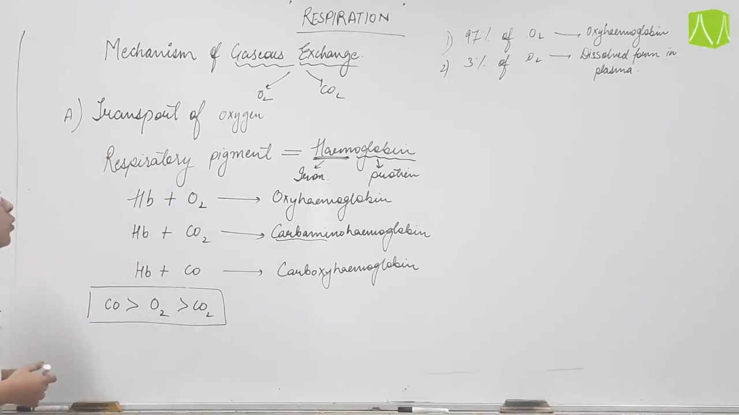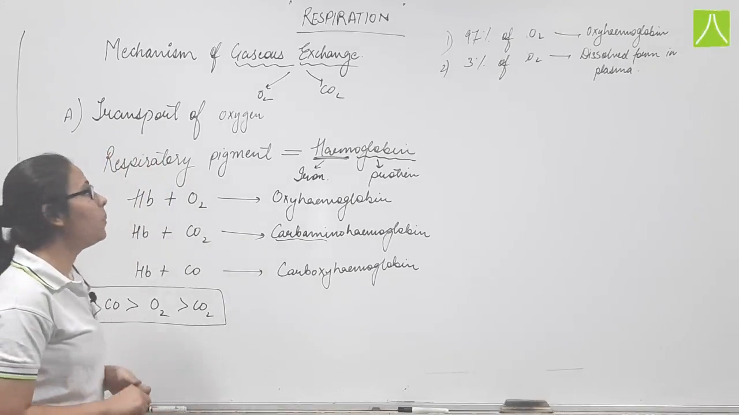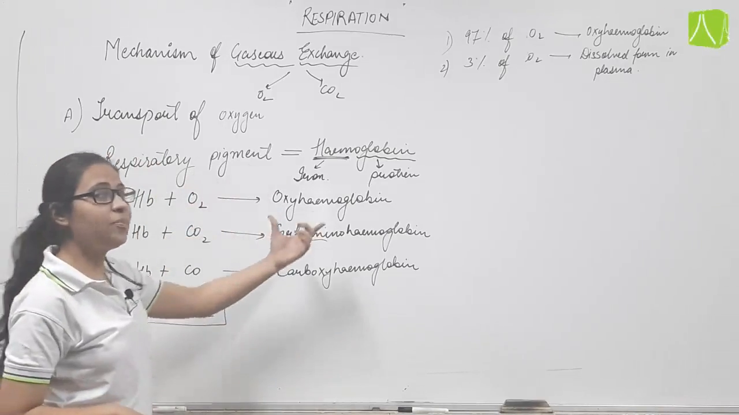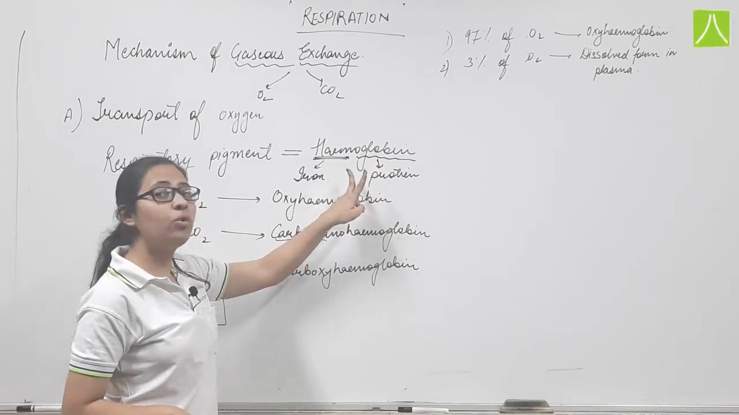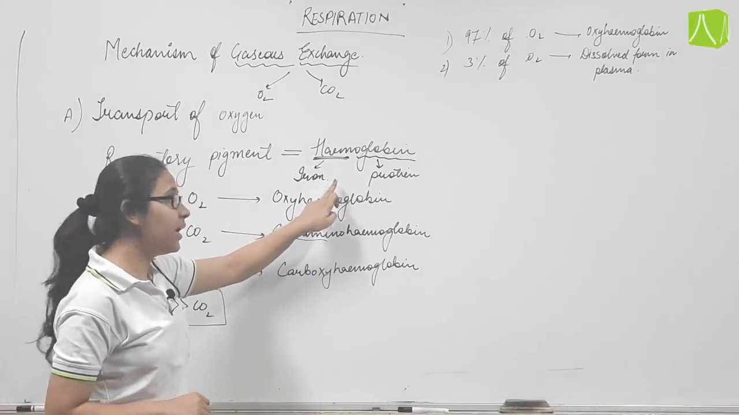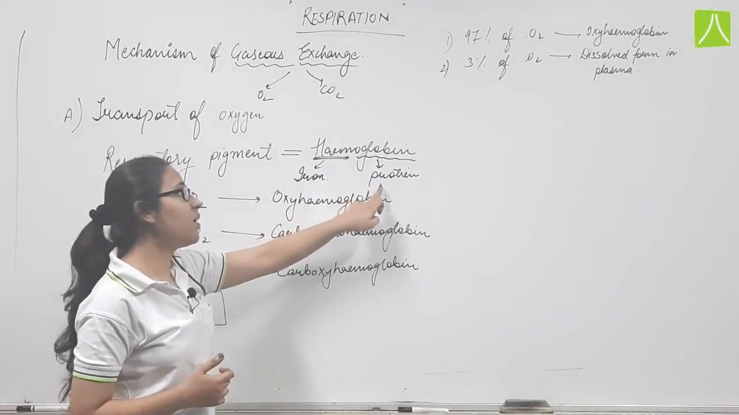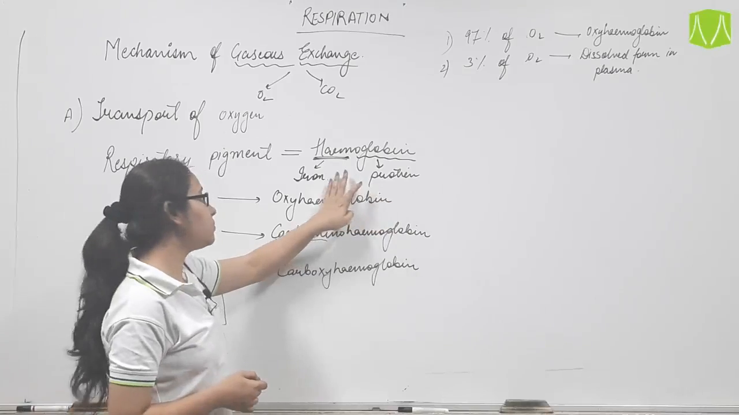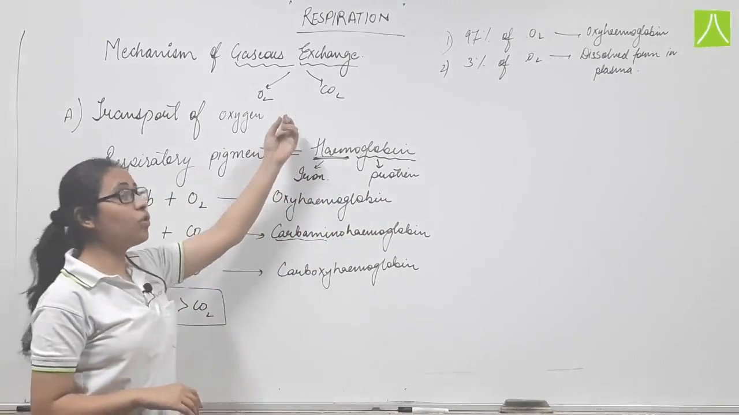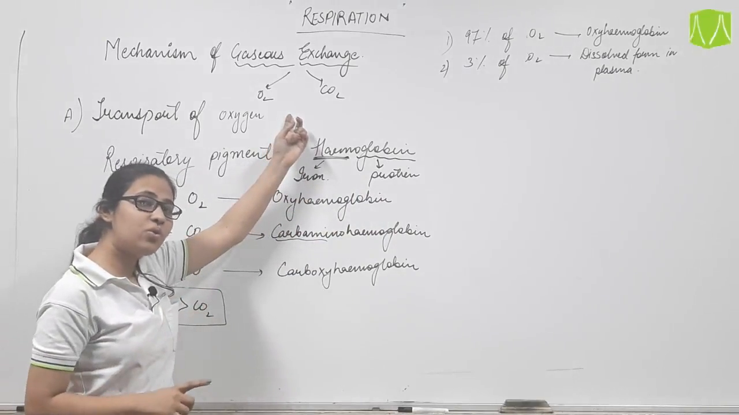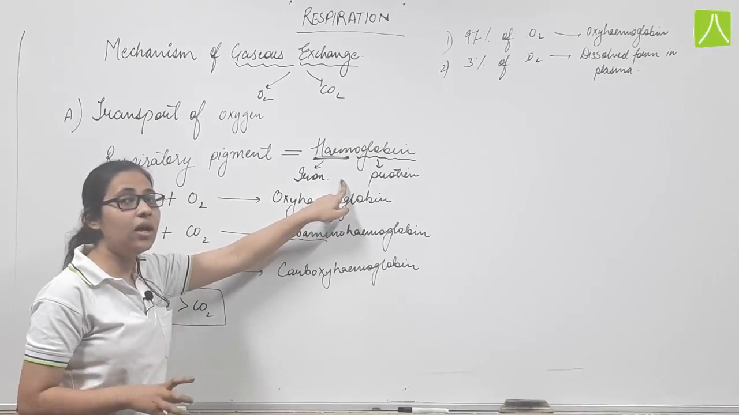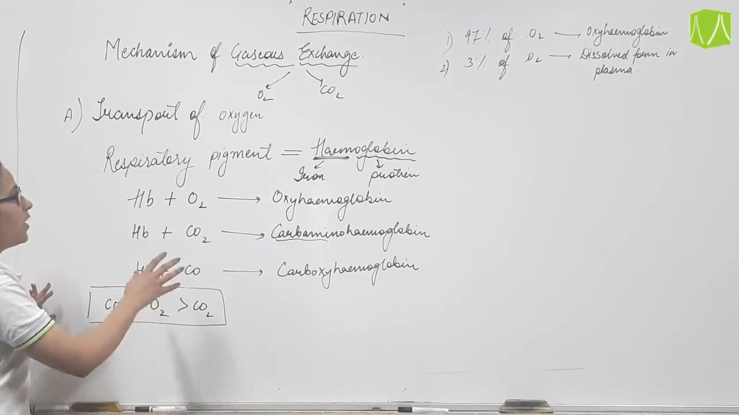Transportation of oxygen. We know that in our RBC, that is in our blood, we have a respiratory pigment called hemoglobin. It is made up of two components. Heme here stands for iron, which is the central part surrounded by a protein chain. This is basically the carrier which carries oxygen from the lungs to the tissues, and it also carries CO2 from the tissues to the lungs. This is the respiratory pigment.